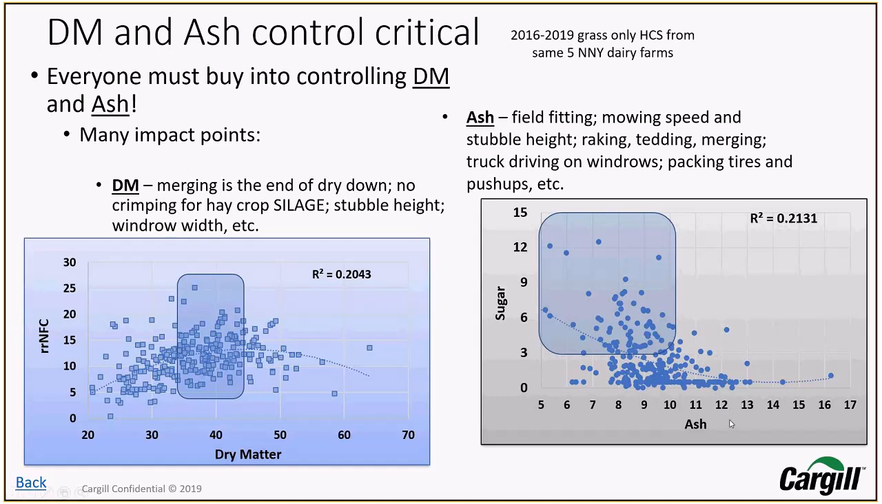Here's a look at some data, and again the same group of farms, and you can see that the only time we got over 3% basically of sugar was when our ash content was 10% or lower. And the lower we made that ash content, the higher the sugar climbed. And again, on these types of graphs, I've seen this over and over and over again. So it's not just a random one that happened to work out that way.